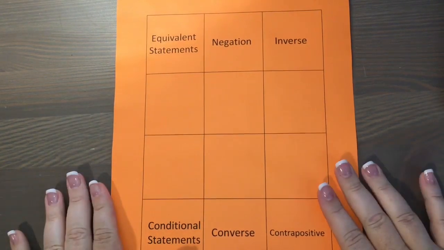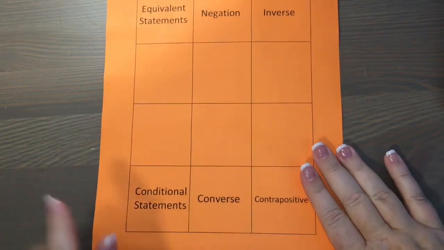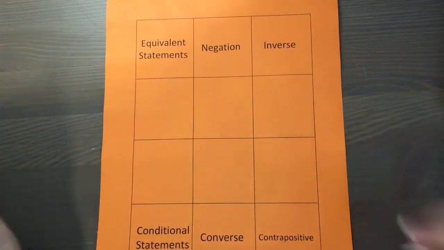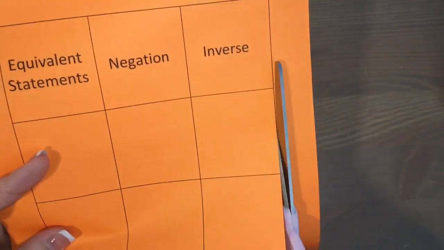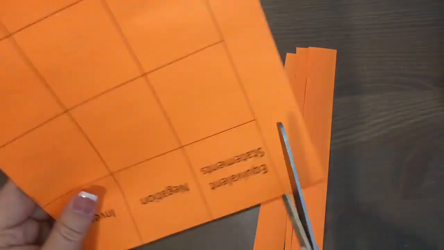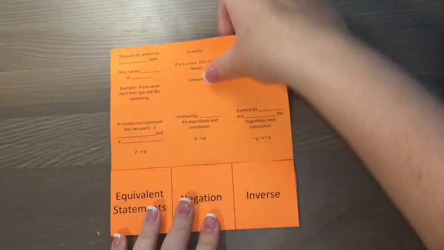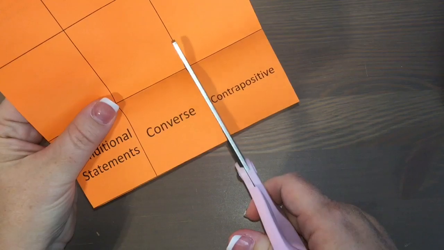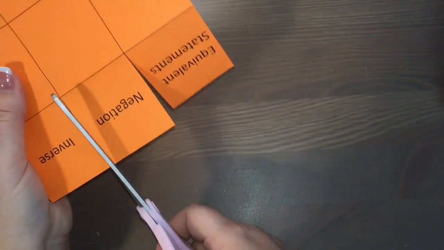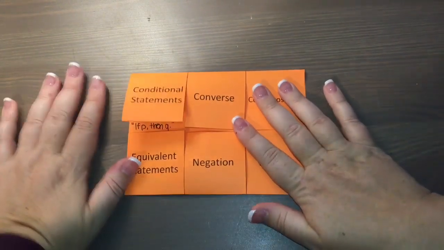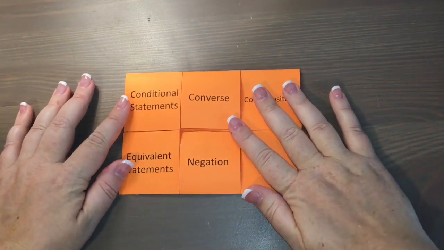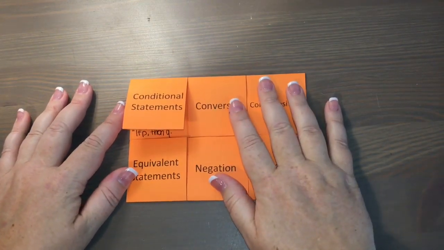Okay, now we're going to fill out this foldable to go in our notes, telling us about conditional statements and all the different parts. So go ahead and find this and we'll cut it out and then we'll start filling it out. Okay, now that we've got it all cut out, we're going to go through and fill this out. I've already filled mine out, so I'll just talk you through it as you fill out yours along with me.